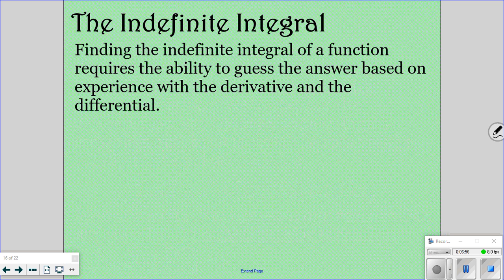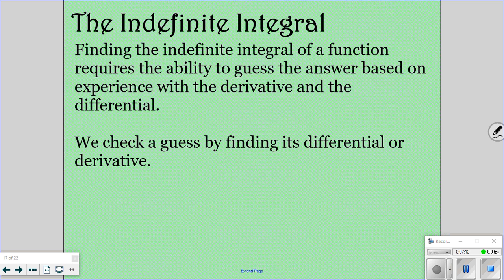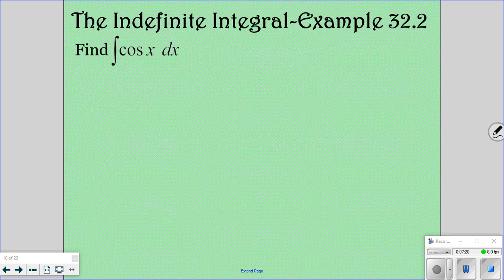Alright, so finding the indefinite integral of a function requires the ability to guess the answer based on experience with derivatives and differentials. As you do these, you'll get better at guessing them, but sometimes people take a little bit to get better at guessing them, and that's okay. So we can check our guess by just taking the derivative or the differential to see if it's what we started with. So we want to find the integral of cosine of x with respect to x.